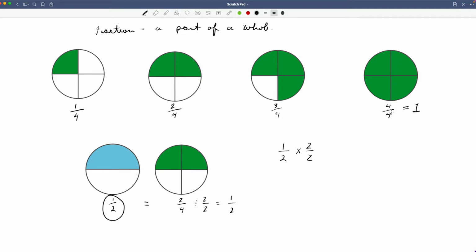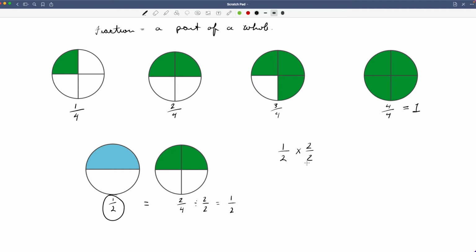We know that the same number over the same number is equal to 1, because 4 divided by 4 is 1, 2 divided by 2 is 1. So it stands to reason that as long as we are multiplying by the same number on the top and the bottom, we're actually just multiplying by 1. And anytime you multiply a number by 1, the value stays the same.